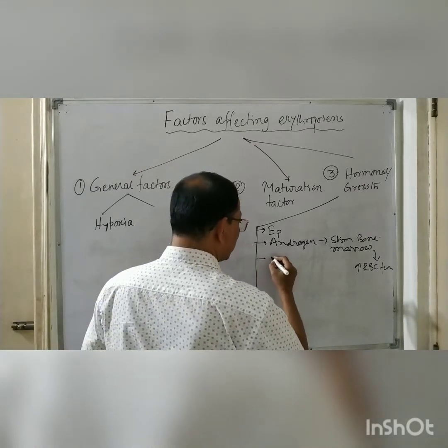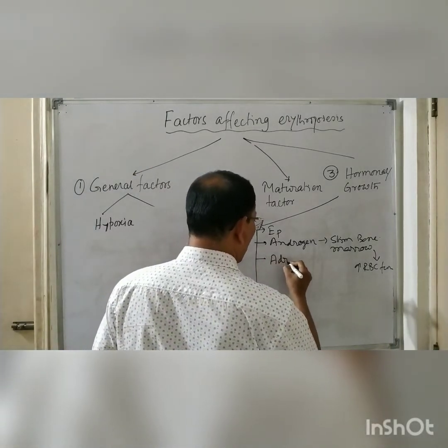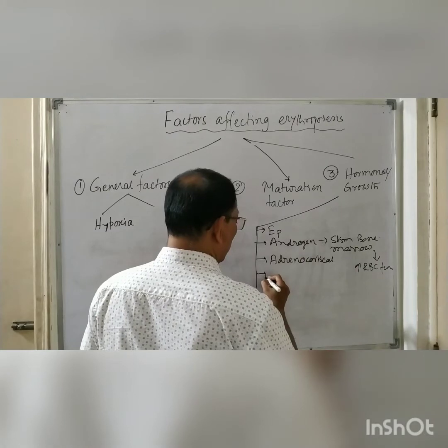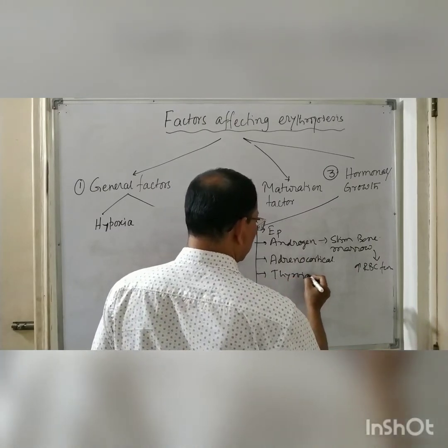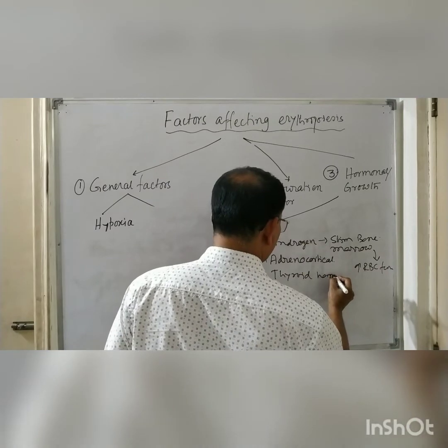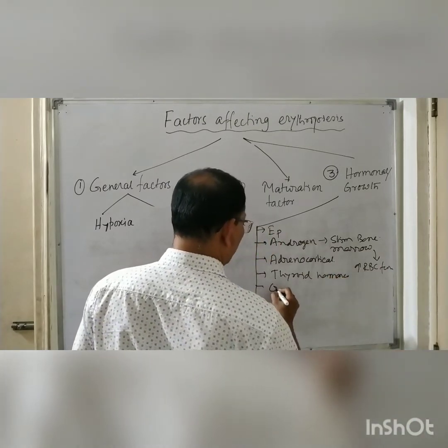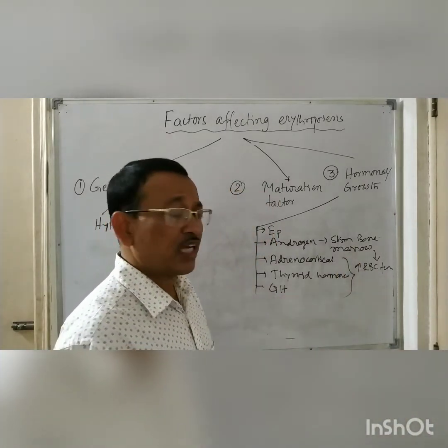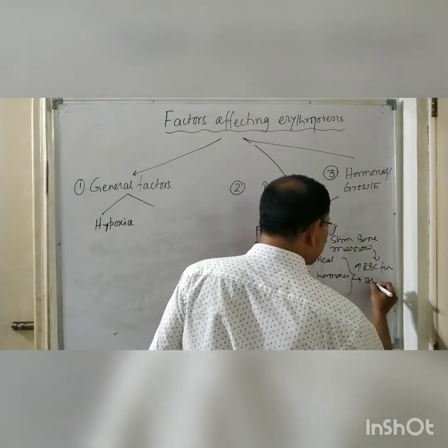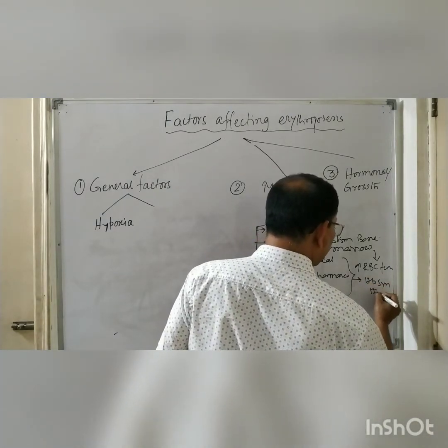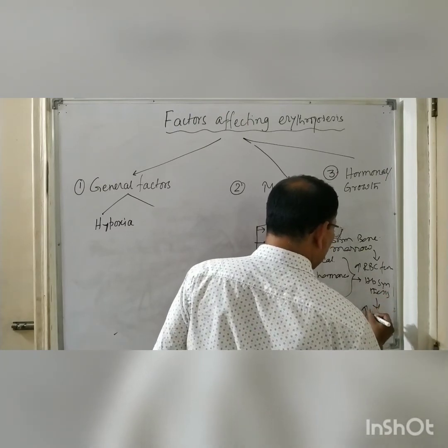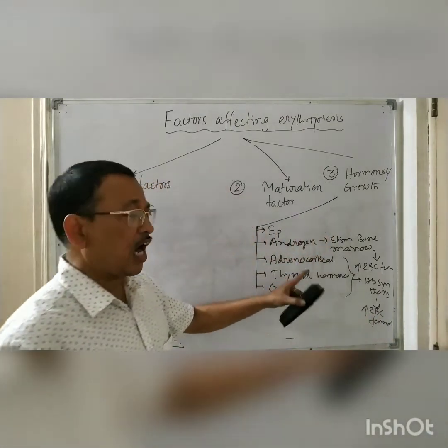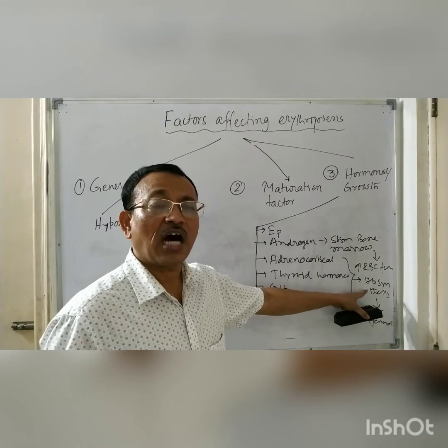The next ones are the adrenocortical hormones, then the thyroid hormones, and the fourth one is the growth hormone. All these hormones, adrenocortical hormones, thyroid hormones and growth hormone, increase the hemoglobin synthesis and thereby increase RBC formation. Mainly these are responsible for increasing RBC formation by influencing the hemoglobin synthesis.